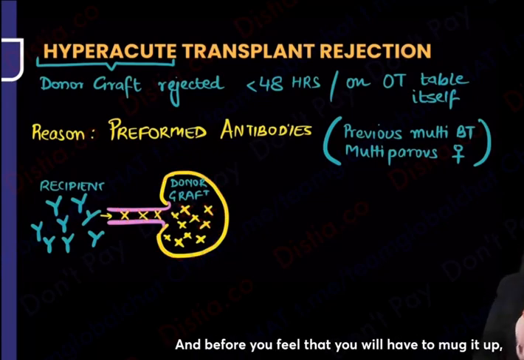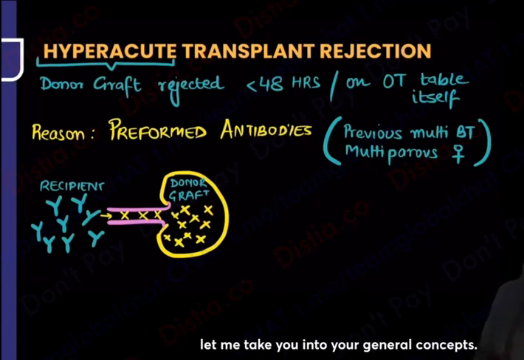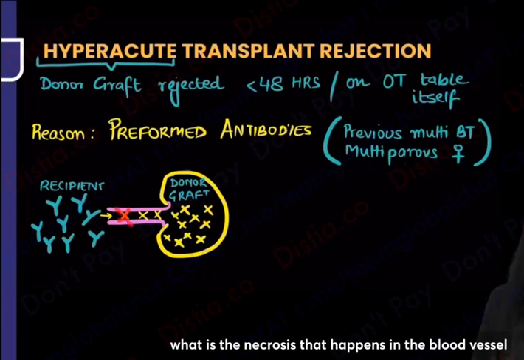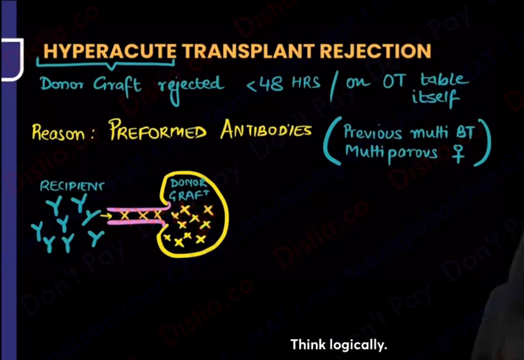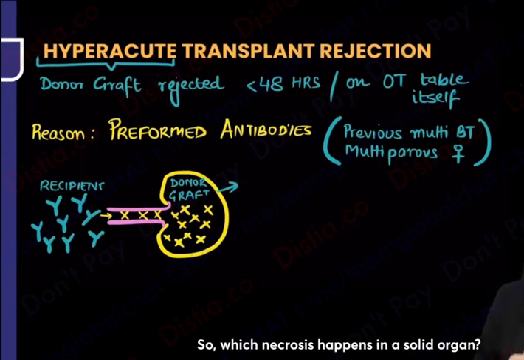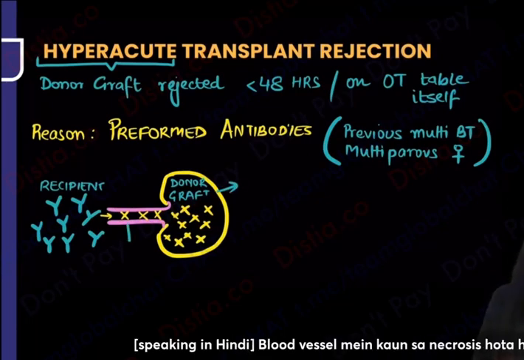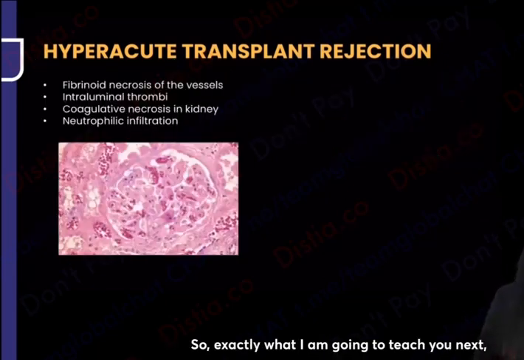And before you feel that you'll have to mug it up, let me take you into your general concepts. Tell me one thing, guys. What is the necrosis that happens in the blood vessel? And what is the necrosis that happens in the kidney? Think logically. Kidney is what organ? Kidney is a solid organ. So which necrosis happens in a solid organ? Coagulative necrosis. Which necrosis happens in the blood vessel? Fibrinoid necrosis. So exactly what I'm going to teach you next.